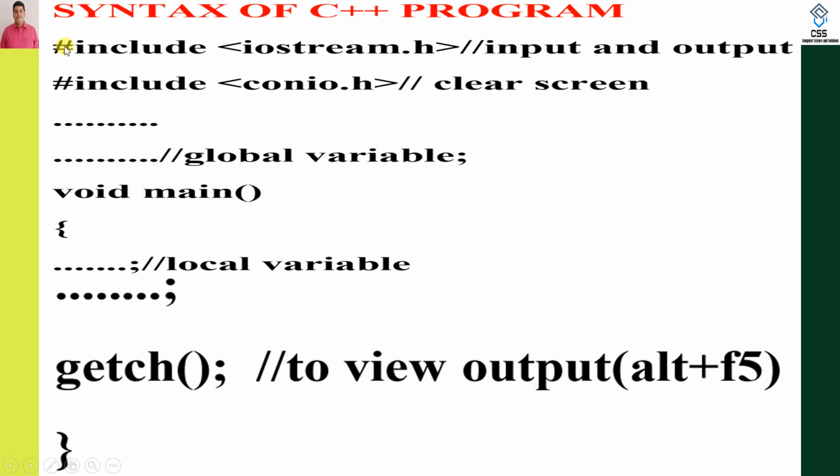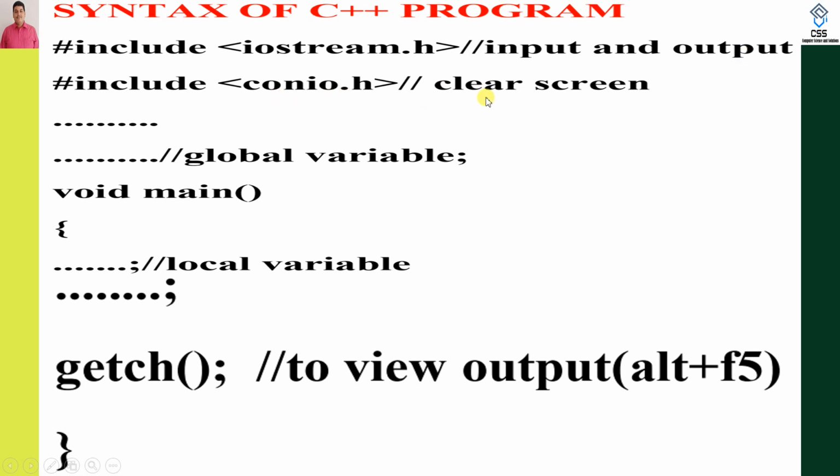Include the directive. Hash is known as a preprocessor directive, meaning the compiler, before executing the main function's open curly bracket, reads those statements first. Hence it is known as a preprocessor. Hash is a preprocessor directive. Include the directive. iostream.h is the header file which is used for input and output operations.